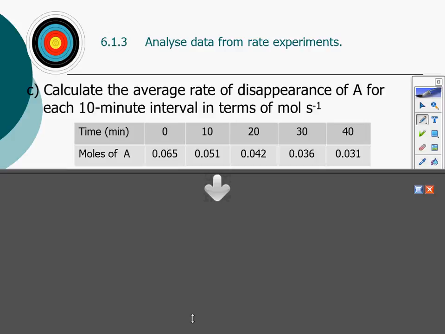Yes? We are going to do delta open bracket A close bracket divided by delta T. T's fine. All right, is it positive or negative? It's negative. So we need a negative here.